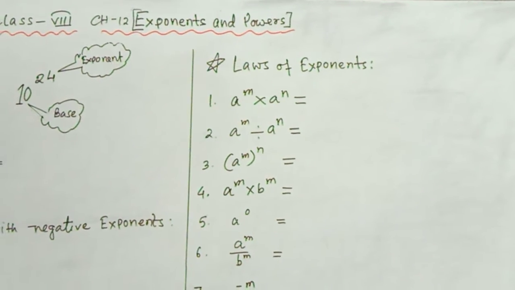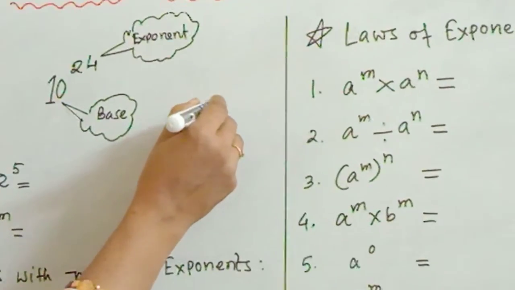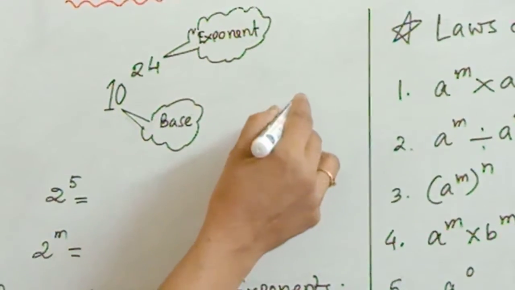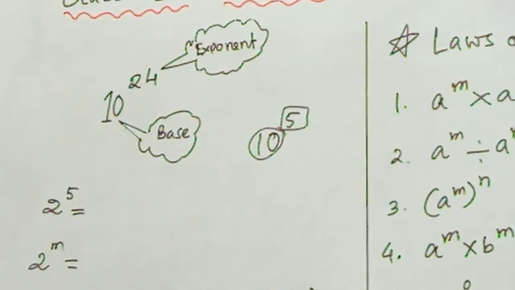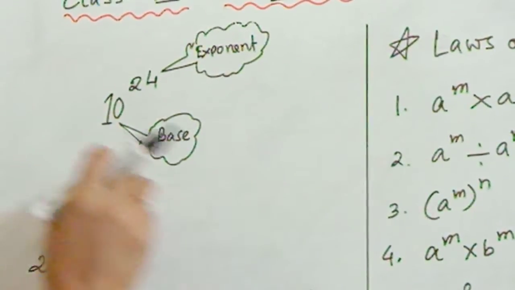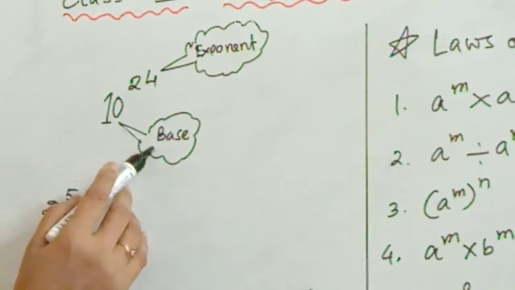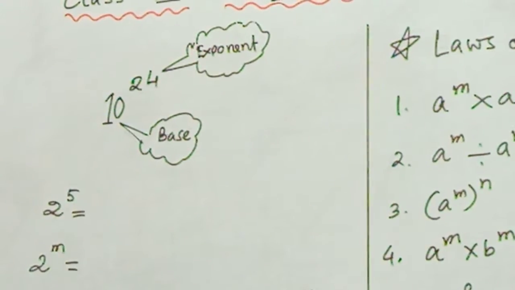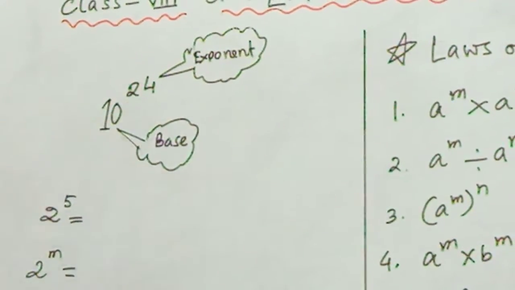Say one number, say we are writing it in this way, 10 to the power 5. Now we know that 10 is the base and 5 is the power or exponent. So in this form, we are writing 10 to the power 24, where 10 is the base and 24 is the exponent. How will we read it? 10 raised to the power 24.